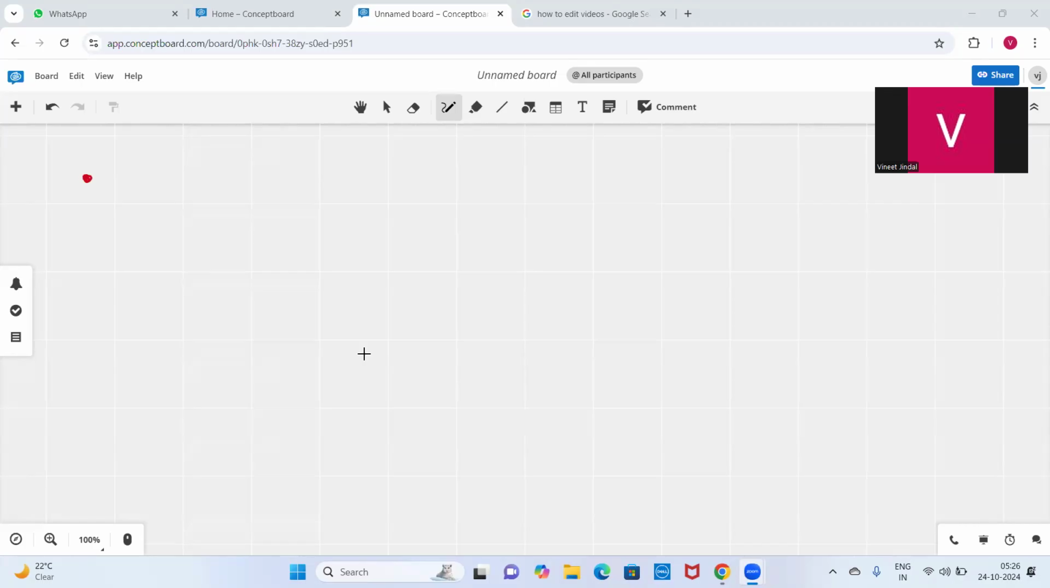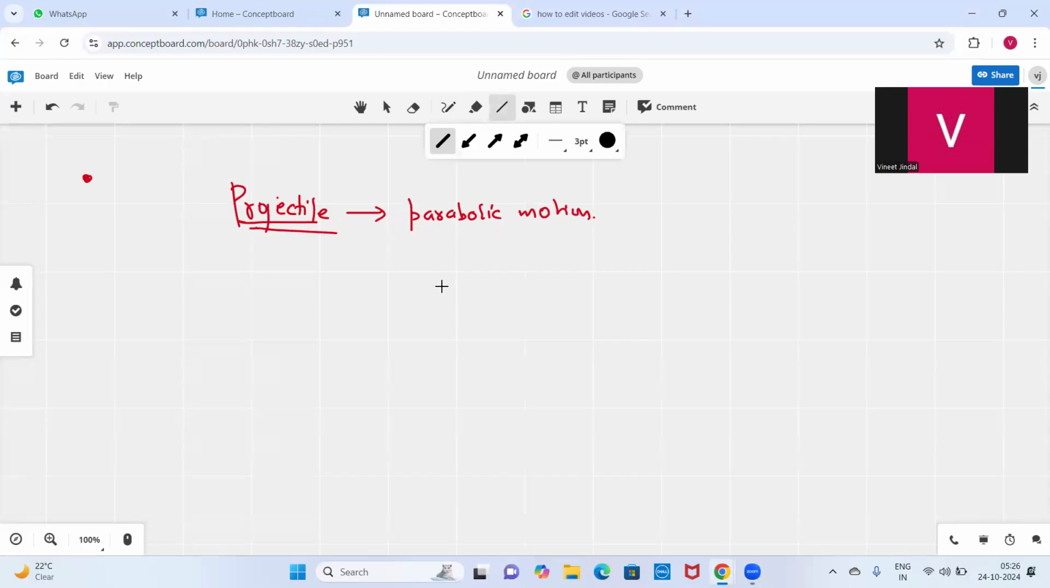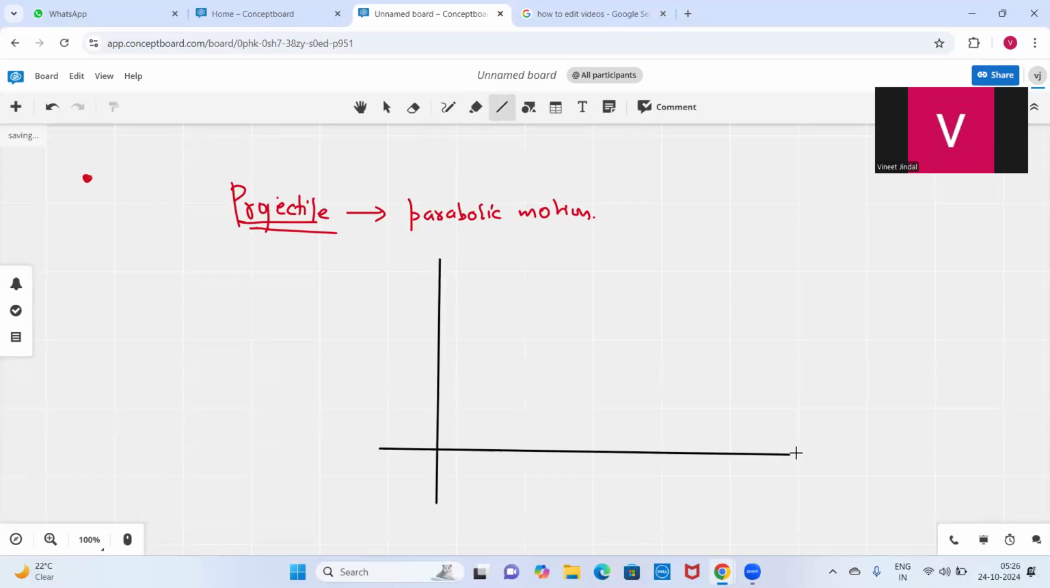I have done my graduation in electrical and electronics engineering, and I'm going to present the topic projectile. So, what is a projectile? Projectile is a parabolic motion, and in this we are going to discuss how the projection is being done.